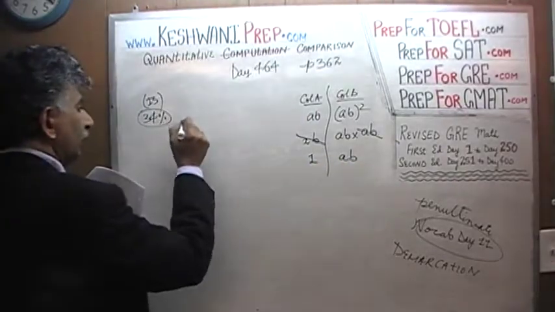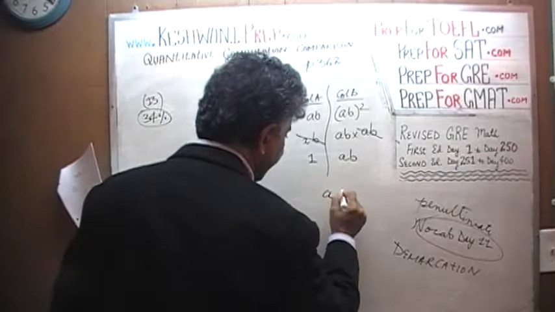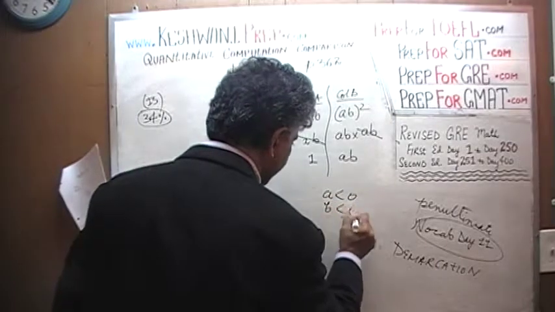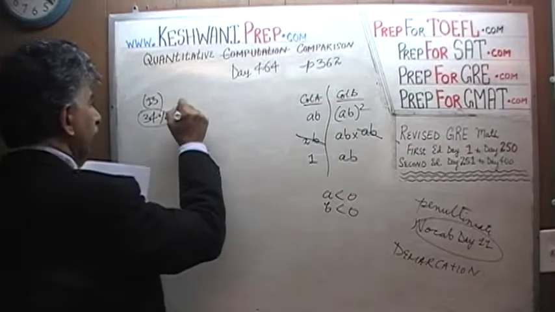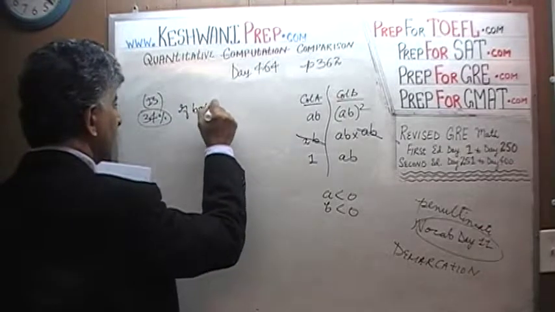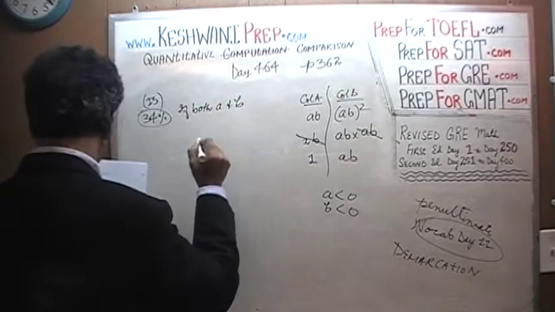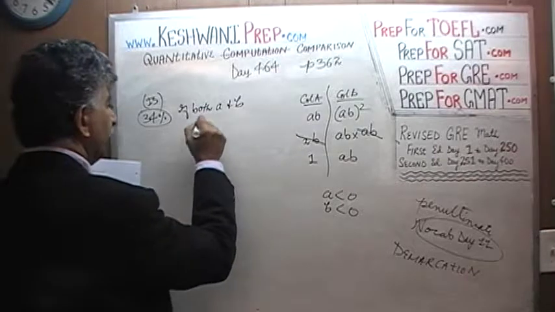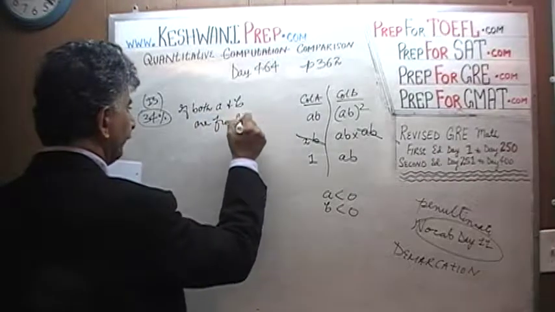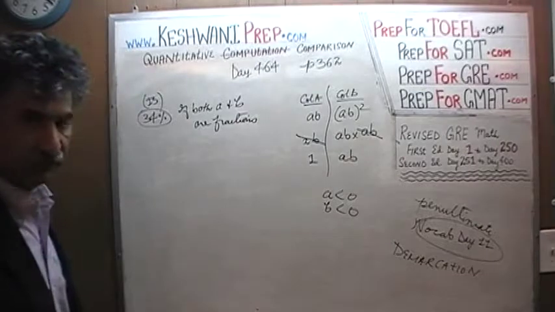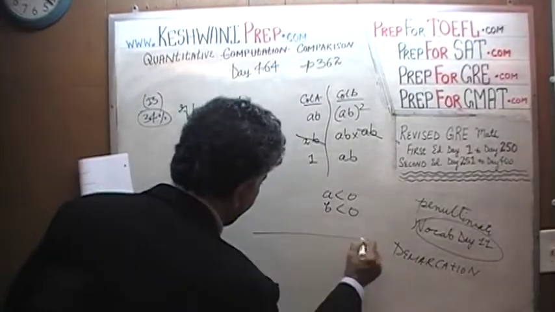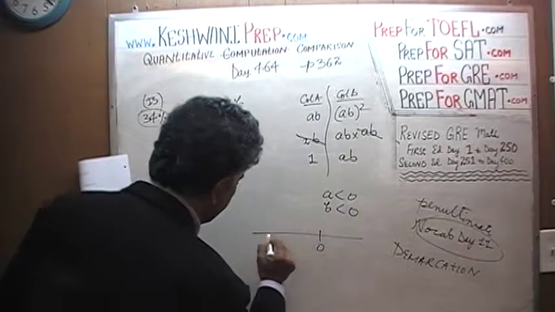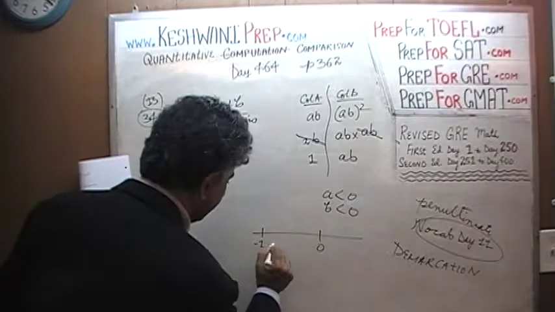If it turns out, and we know that they are both negative, we know that A is less than 0, and we know that B is less than 0. That we do know, we just did that. If it turns out that they are both fractions, for example, here's the situation. Here's our 0, here's our negative 1.